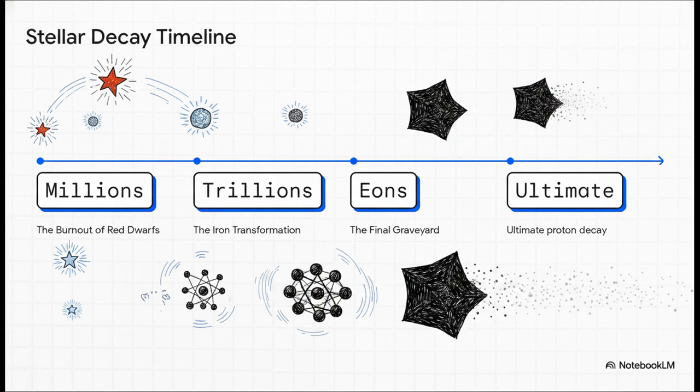Then we hit the iron transformation. Over trillions of years, a super bizarre process called quantum tunneling slowly morphs these dead suns into solid lumps of iron. This brings us to the final graveyard, where massive iron stars just drift around like dead monuments. And finally, ultimate decay. Unfathomable eons later, even those iron giants evaporate into nothingness. Walking a viewer across this timeline, it turns a dense theory into an unforgettable journey.